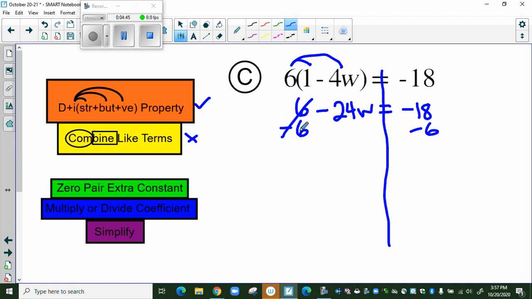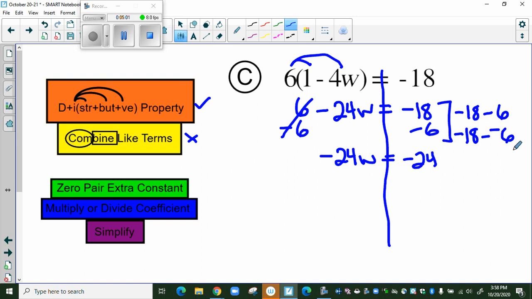6 minus 6 is 0. Bring down your negative 24w. Negative 18 minus 6 is negative 24. When you put this in your calculator, you're going to put negative 18 minus 6. Some students do a double negative right here, and that's not going to give you the right answer, so be careful with that. If you put this into Desmos exactly like this, you'll get the right answer.